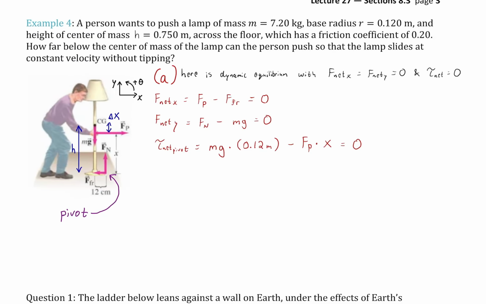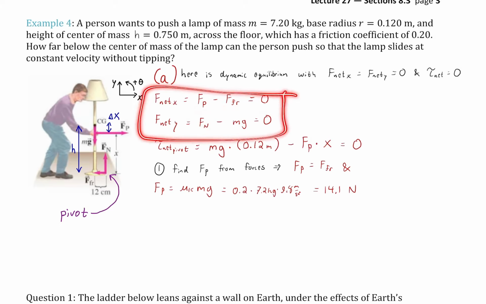Okay. All right. So now we are ready to solve for x and then quickly find delta x by using h. Because notice h doesn't show up, but we'll use that in our final step. So we're going to find the pushing force from the forces, because we don't know the pushing force yet, but we know it has to be just enough to overcome friction. So the pushing force must equal the friction force, and the friction force we know is going to be equal to mu k mg, because we know that from our sum of forces in the y direction.